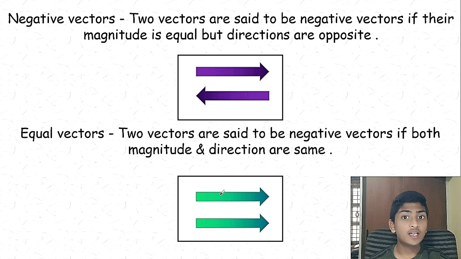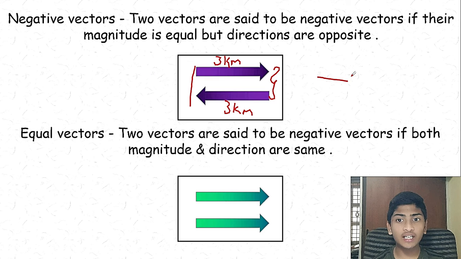Next, negative vectors. The vectors are said to be negative if their magnitude is equal but directions are opposite. Their distance or displacement will be the same, but in the opposite direction. Here one goes this side and one goes this side. Both have the same magnitude, you can take 3 kilometers here and 3 kilometers here, but the direction is opposite. So these are negative vectors, when we compare these two.